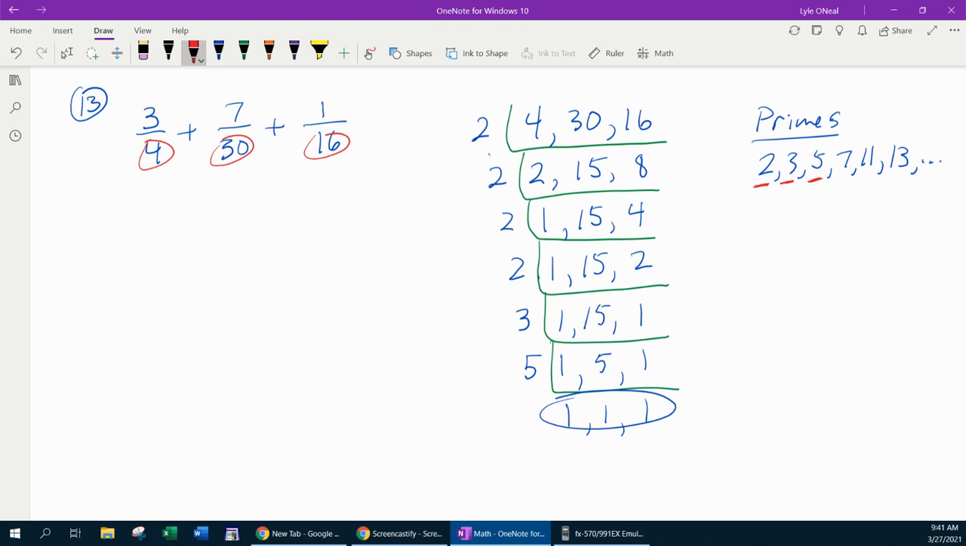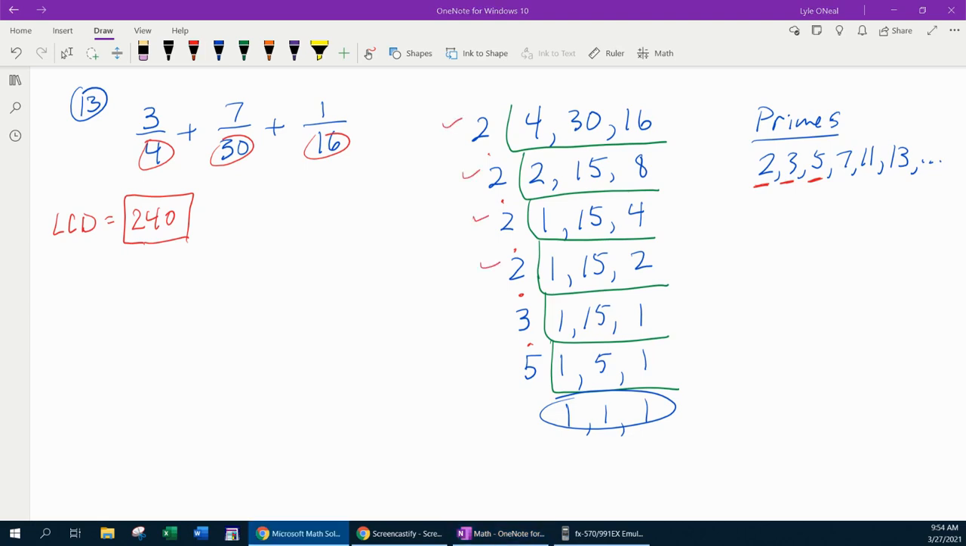And then you simply need to multiply all of the numbers out to the left, and that's going to give us, in this case, our LCD, our lowest common denominator. 5 times 3 is 15, 15 times 2 is 30, and 60, 120, 240. That seems awfully big, but that's what we get. The lowest common denominator is 240.